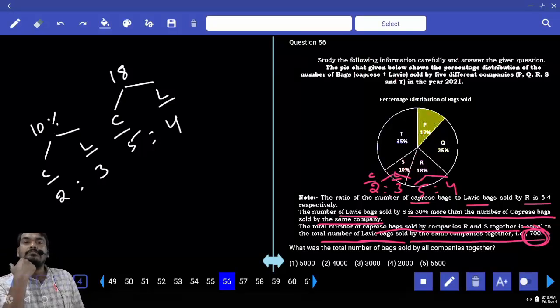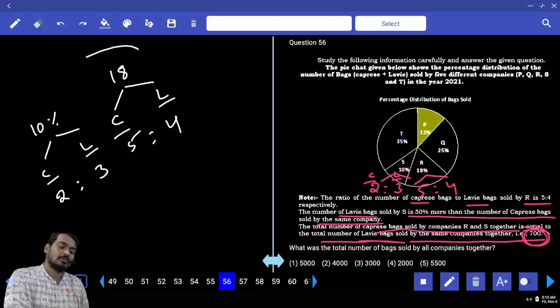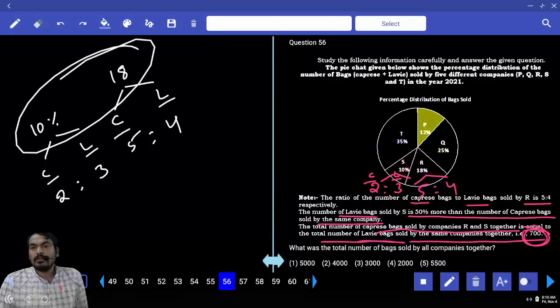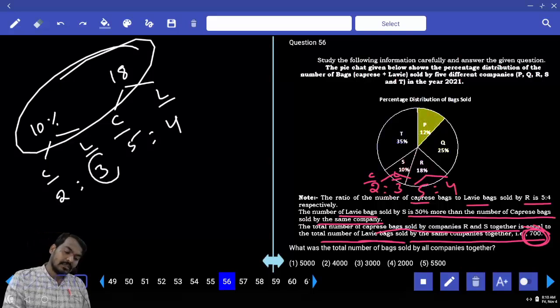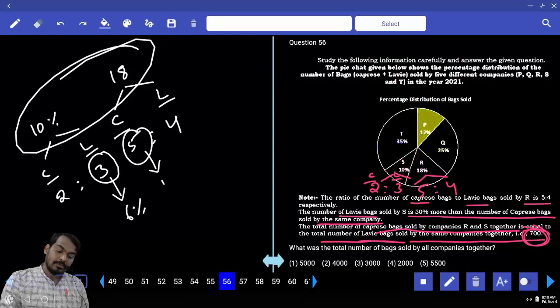700 plus 700, 1400. That 1400 is the sum for S and R. That 1400 represents how much percent? 28%. Yes or no? For R, here 3 parts is how much percent? 6%. And here 5 parts is how much? 10%.